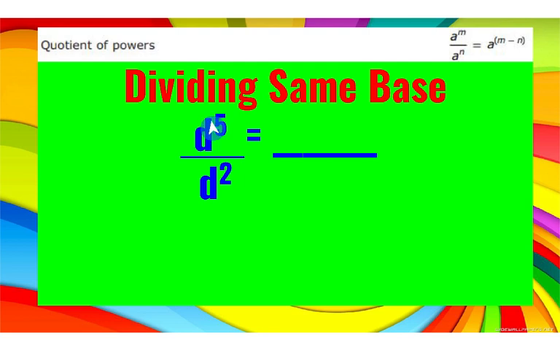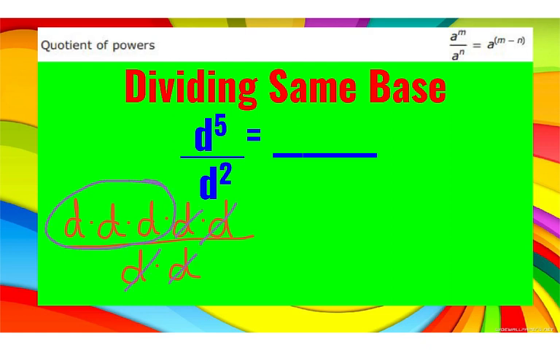The next one, d to the 5th divided by d to the 2nd. Well, if I were to write it out, that means I would have 5 d's multiplied as my numerator, and then I have 2 d's as my denominator. Anytime I have the same number on top and bottom, they are going to cancel out. So when I'm left with that, I see that I only have 3 d's left on top. So d to the 3rd power.